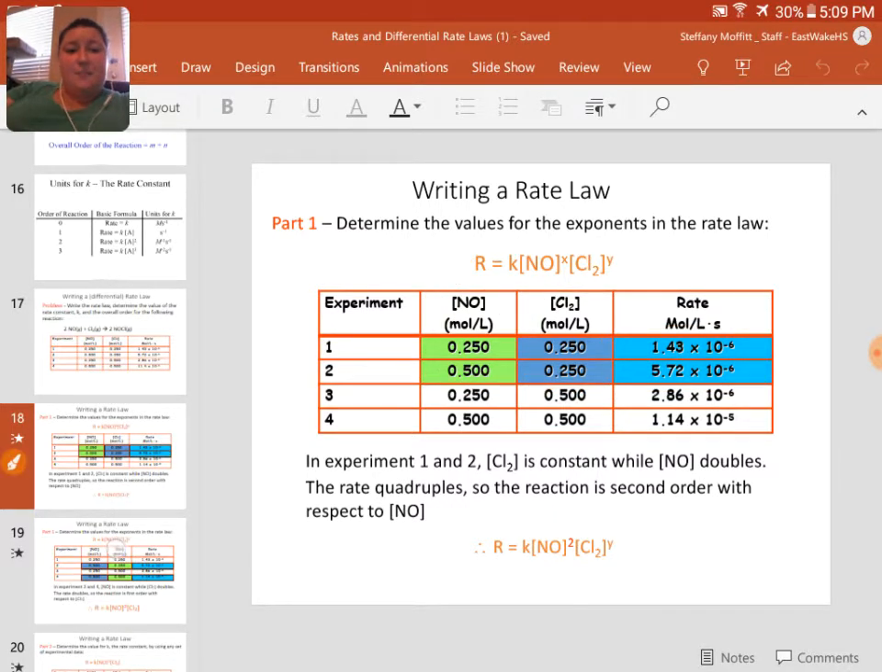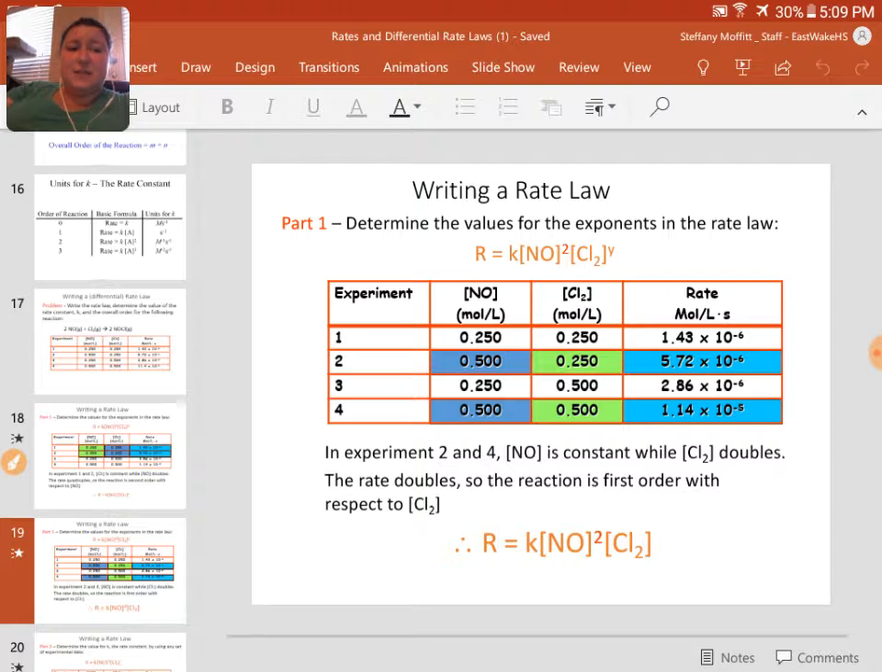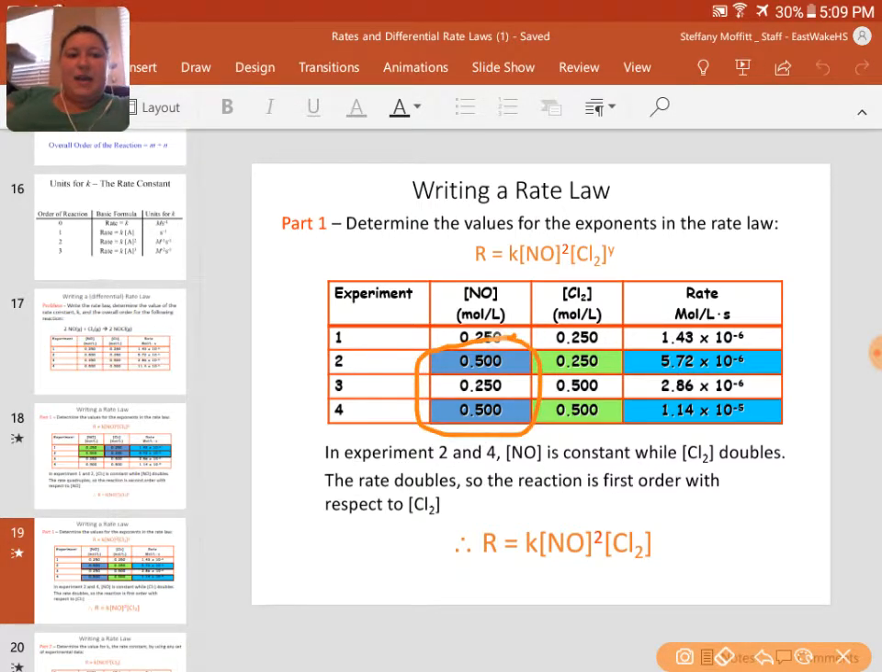Then, after that, we jump to a different scenario in the same problem. It's the exact same chart. But this time, NO is staying constant, and we're looking at Cl when it doubles. This time, we look at the rate, and we see that the rate doubles. This means that the reaction is first order in Cl. So there's a little 1 right there.